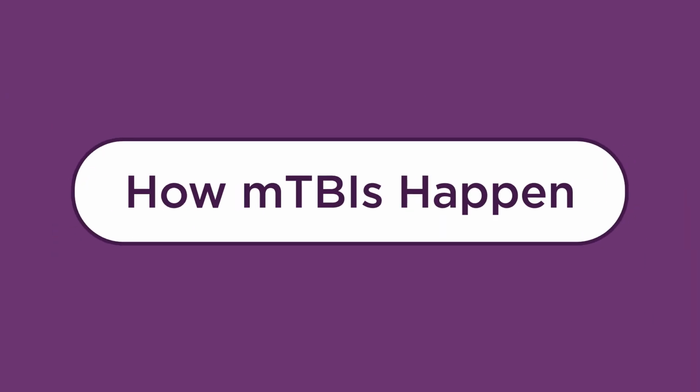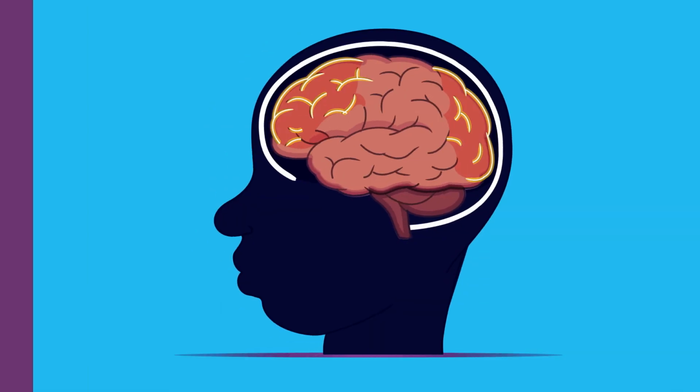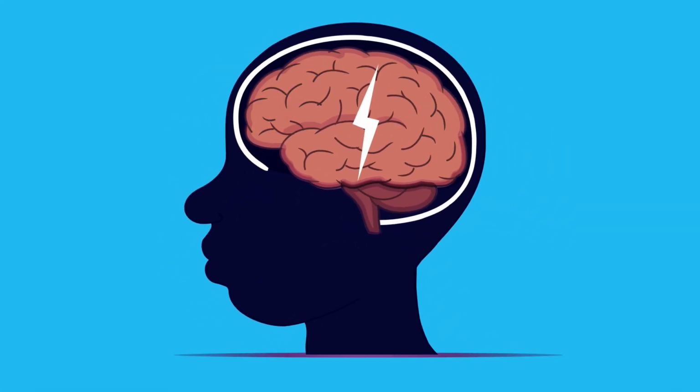How mTBIs happen. Now let's explore the series of events leading to a pediatric mTBI. A head with a visible brain whips backwards. The front and back part of the brain lights up, and a lightning bolt flashes in the middle of the brain. An mTBI is associated with a force or an impact to the head or body that causes the brain to accelerate or decelerate with translational and angular forces.